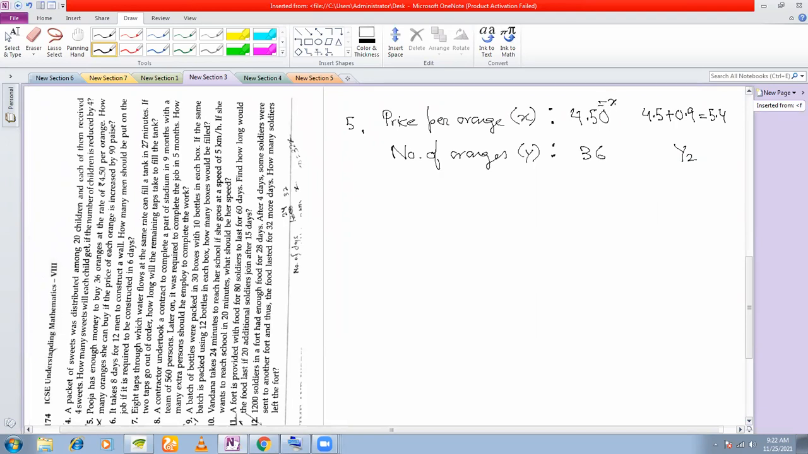Now you consider this as your x1, this as your y1, this as your x2, and this as your y2. Now see, for 4.5, you are buying 36 oranges. For 5.4, if the price of the oranges is increased, your budget is the same. So will you be able to buy less oranges or more oranges? Less oranges. That means as you are increasing the price from 4.5 to 5.4, this is decreasing, isn't it? So here x and y are in inverse variation.